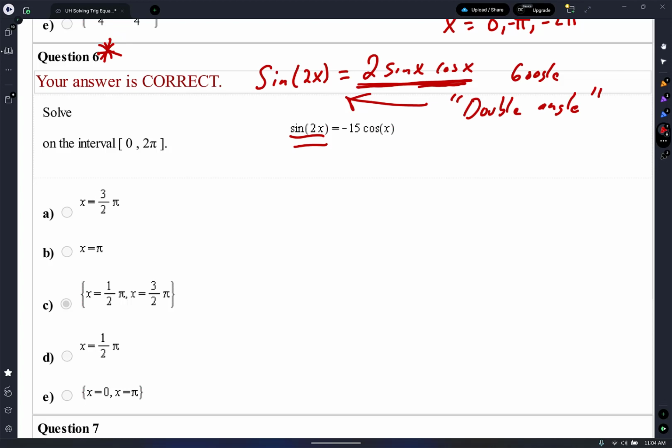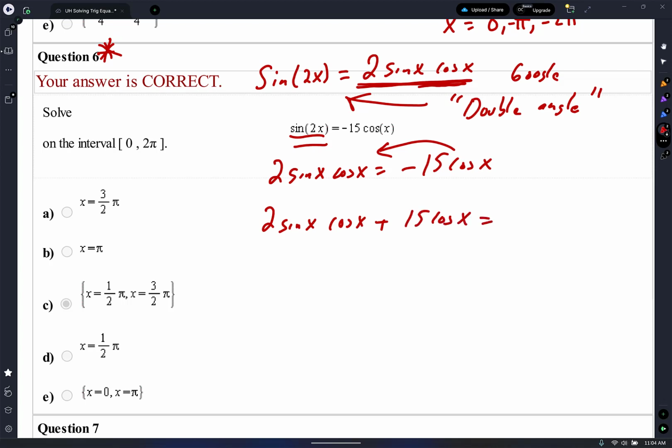I'm going to replace sine 2x with that expression. 2 sine x cosine x equals negative 15 cosine x. I'm going to set up an expression, so I'm going to move this to the left. And if I move that to the left, I have nothing on the right side, so it's going to equal 0. So 2 sine x cosine x plus 15 cosine x equals 0.